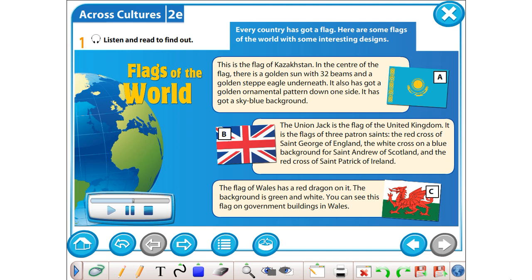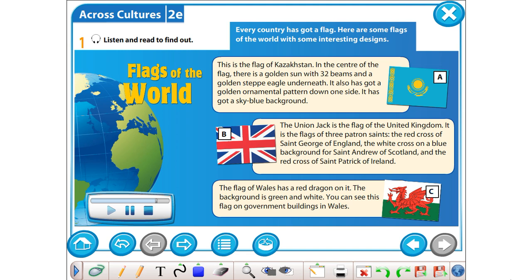B. The Union Jack is the flag of the United Kingdom. It is the flags of 3 patron saints, the Red Cross of St. George of England, the White Cross on a blue background for St. Andrew of Scotland, and the Red Cross of St. Patrick of Ireland.